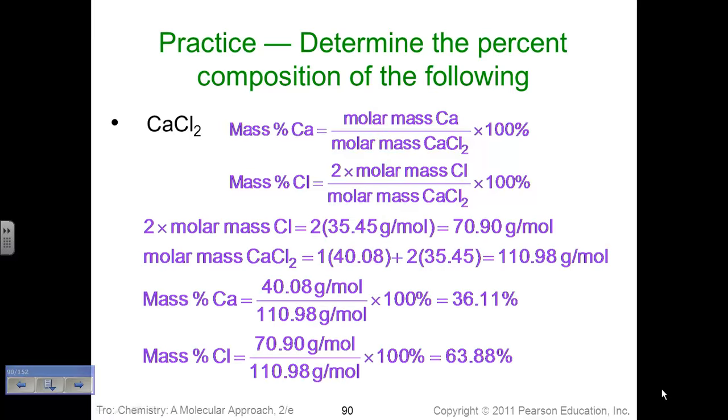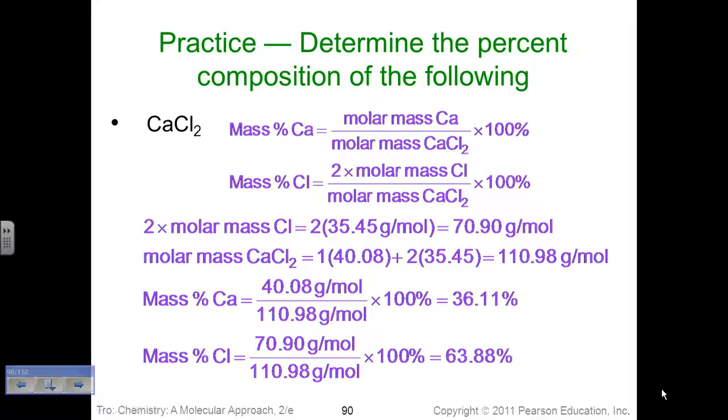So if calcium's formula weight was given to us as 40.08, and the mass of two chlorines is given to us as 35.45 doubled, the mass percentage of calcium can be written as 40.08 grams over 110.98 grams, part over whole, expressed as a percent. We find 36.11% by mass calcium.